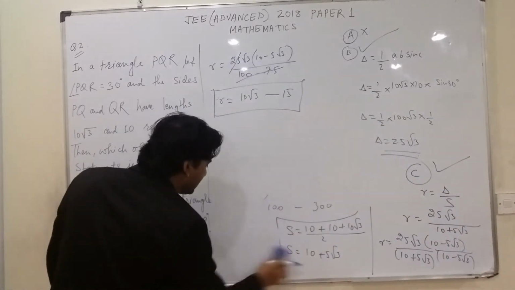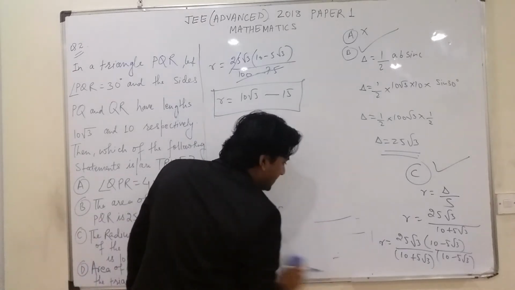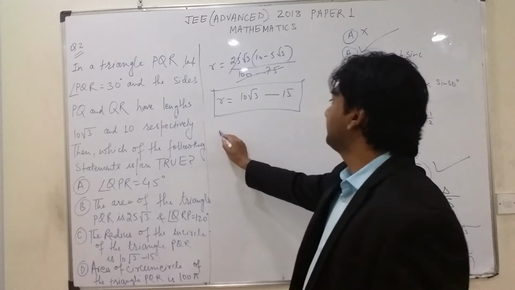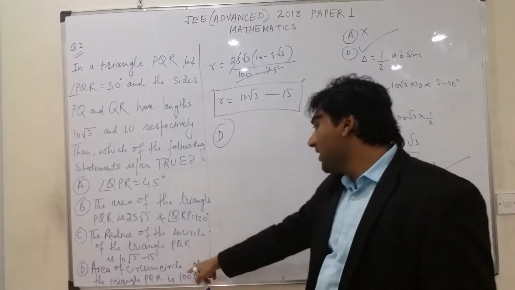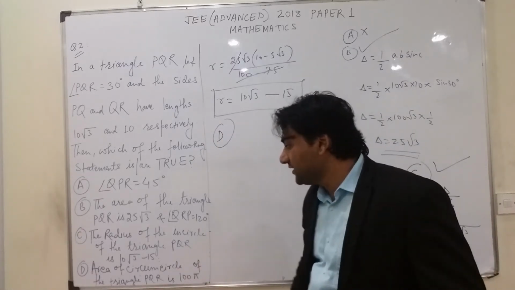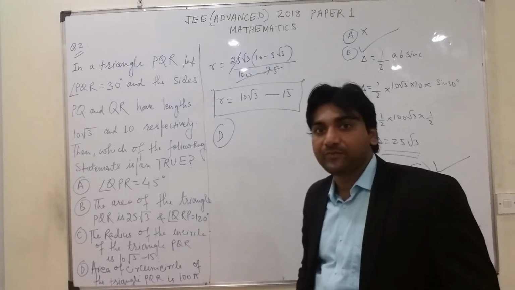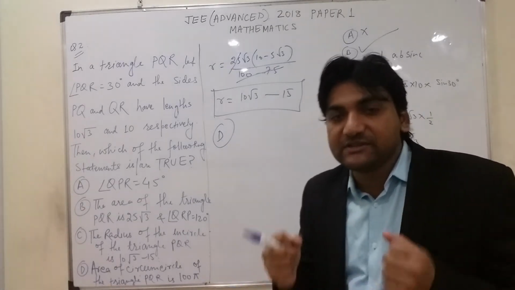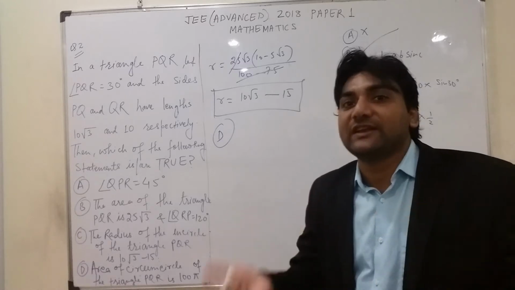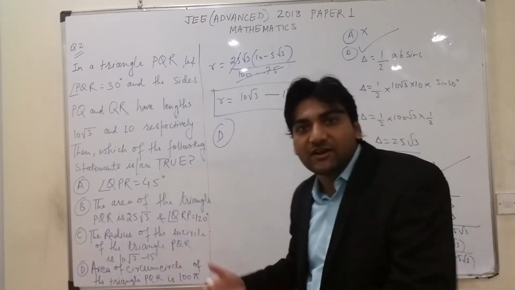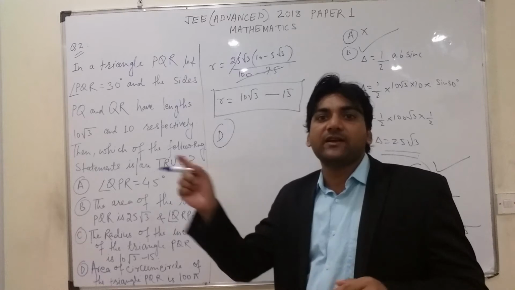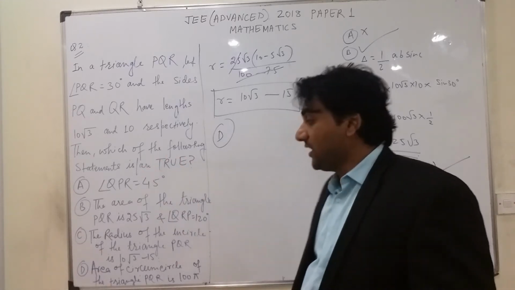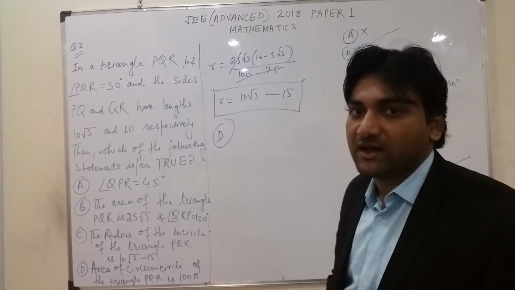Now we will check option D. What is option D? We have to understand. Area of circumcircle of the triangle PQR is 100 pi. It means right now we need to find the area of the circumcircle. It means we need to find the circumradius. Once we have the circumradius, then we will apply pi r square and definitely we will get the area of the circumcircle. So how can we find capital R?